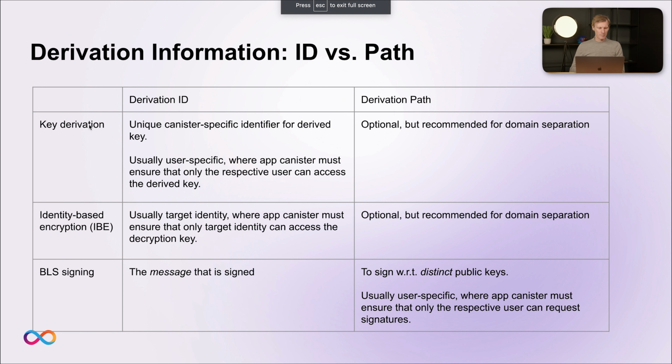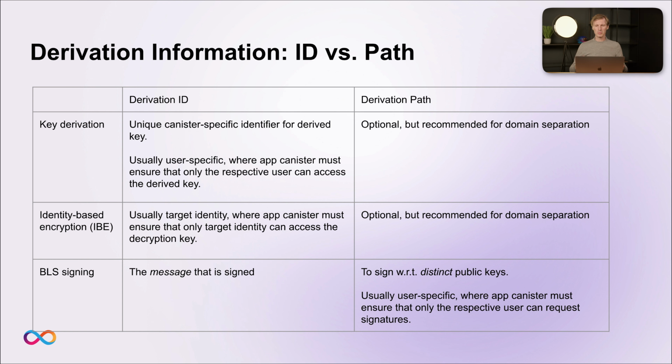So for the standard key derivation use case, you would only need the derivation ID. The derivation path is only needed for use cases where you want to do BLS signing. You can use this API, as Aisling already said, for key derivation, identity-based encryption, BLS signing, and also some others, but these are the main ones. And the derivation path is actually only needed, strictly speaking, in the use case of BLS signing.